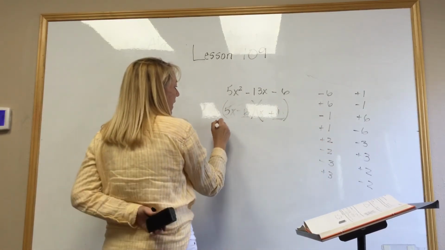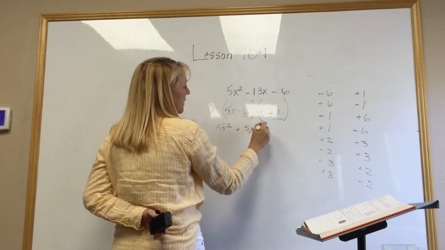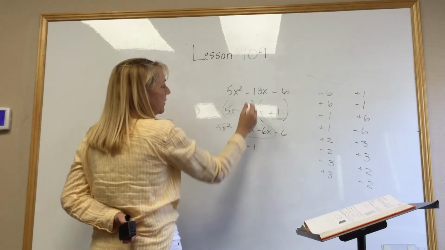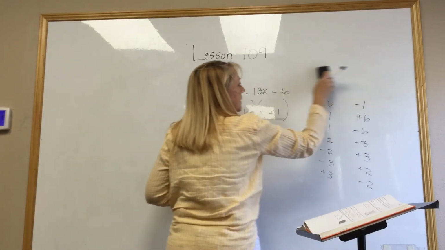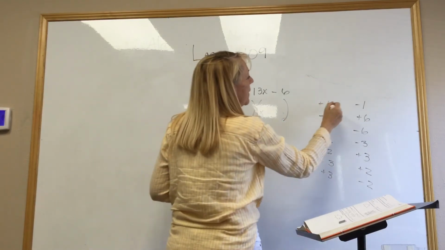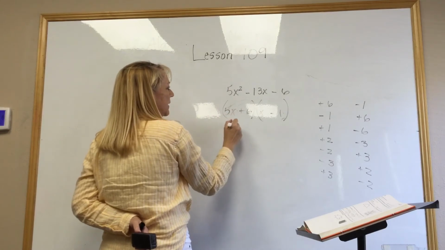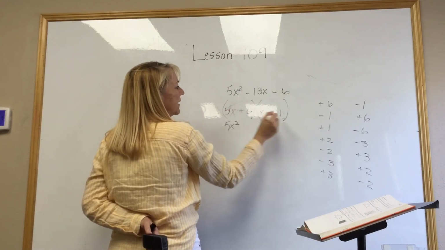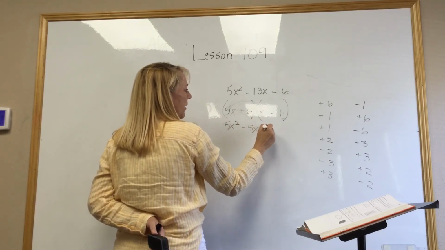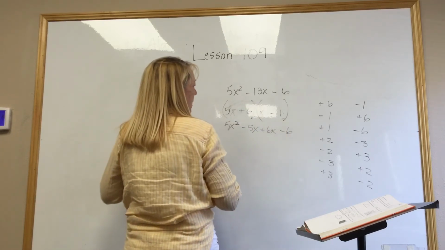Ready? 5x squared plus 5x, negative 6x, negative 6. This comes out to be negative 1x. Nope, not that one. Try again. We're going to do positive 6, negative 1. 5x squared, that's that times that. 5x times negative 1 is negative 5x. 6 times x is positive 6x, negative 6. That comes out to be 1x. Nope.